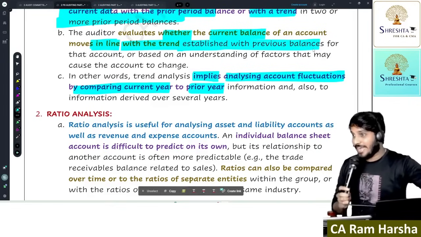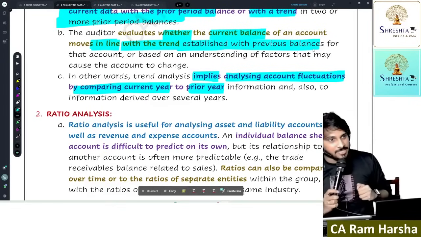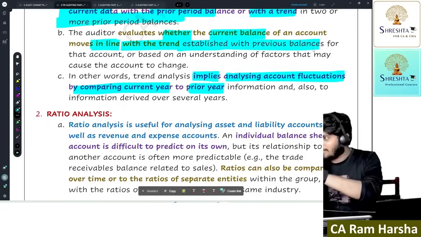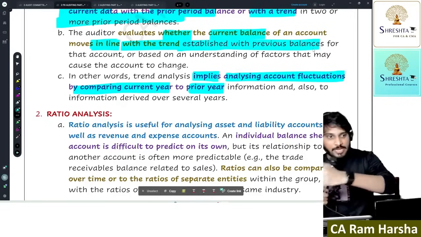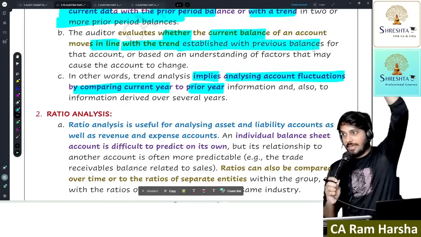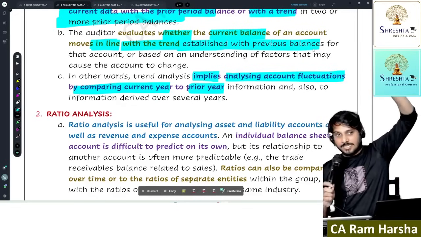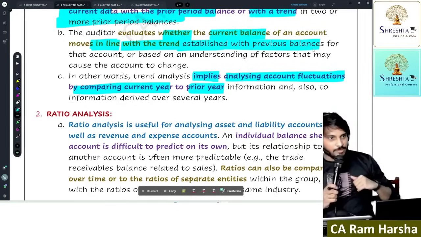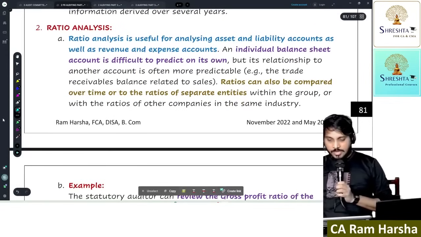Suppose between 2019 and 2020, can I apply trend analysis? Because of the COVID situation, I can't estimate the trend. Yes or no? For the medical industry, the trend is extremely high. For the remaining industries, the trend is extremely low. Able to understand?